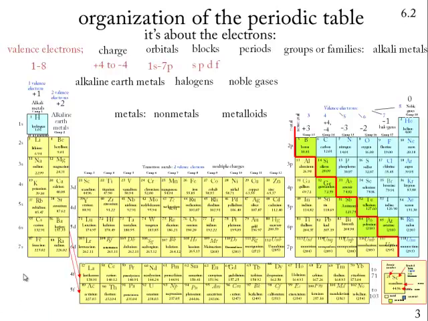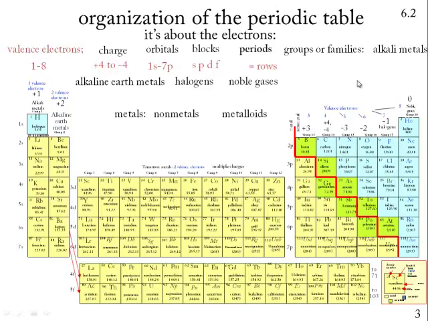Periods. What the heck does a period mean? In science terms, it means a row going across. And as you go, they increase by 1 atomic number. That means 1 proton added to each one to create a new element.